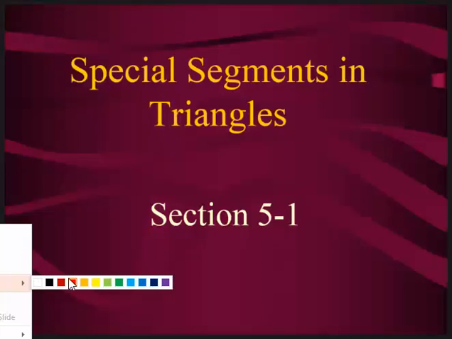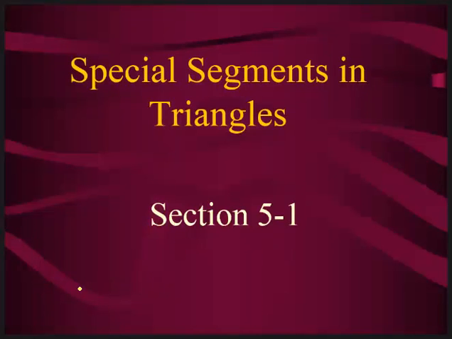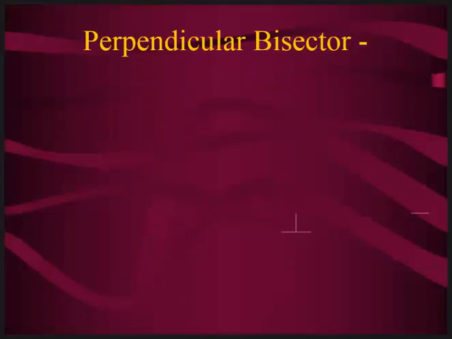Right, so today's lesson is on special segments in triangles. There's 4 different kinds of special segments that we can draw in a triangle. Let's look at the first one. The first one is called a perpendicular bisector.